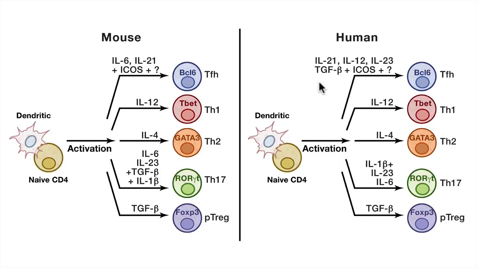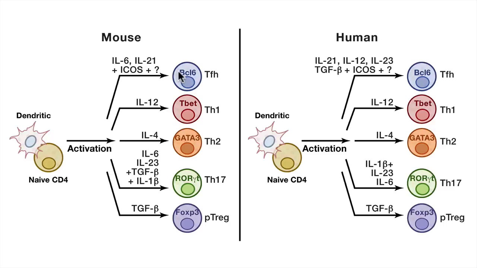But the available data to date are that in vitro, IL-6 is a very potent inducer of IL-21 in mouse CD4 T cells, and also a moderate inducer of BCL6 in CD4 T cells in vitro. But with human CD4 T cells, IL-6 does not induce IL-21, and nor does it induce BCL6 to any meaningful level. In contrast, in human CD4s, IL-12 is the most potent inducer of IL-21 expression.